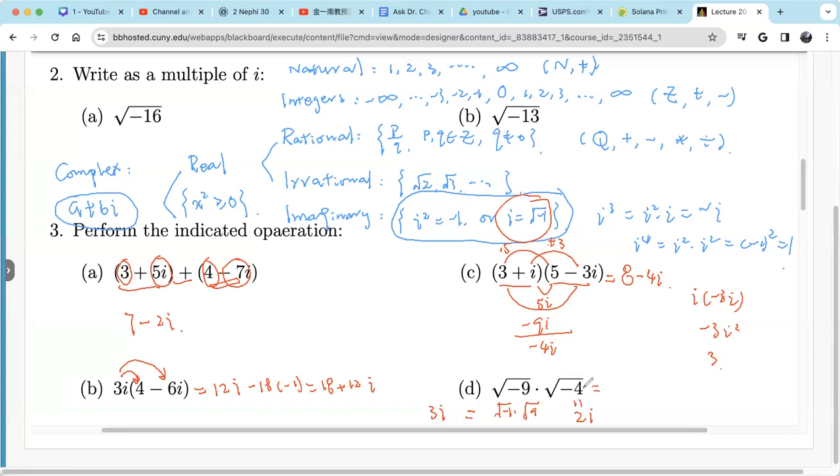times 4. Square root of 4 is 2. Square root of -1 is i. So I have 2i. Now we have 3i times 2i. 3 times 2 is 6, i times i is i squared. Well, i squared is -1. So we get -6.